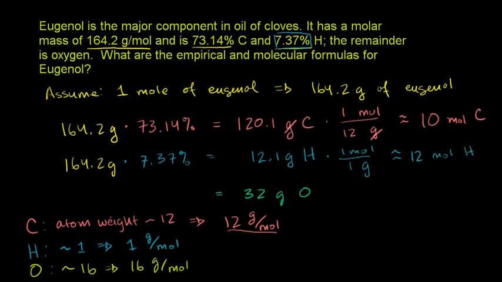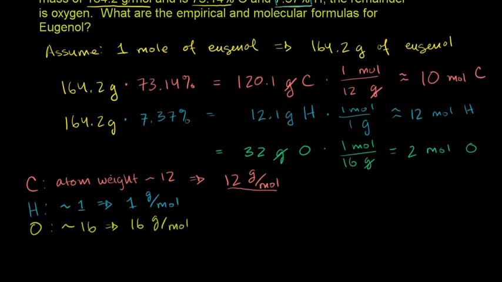And then finally, we have our oxygen, and we have 1 mole of oxygen for every 16 grams of oxygen. 32 divided by 16, the grams cancel out, of course, is 2. So this is equal to 2 moles of oxygen. So if we have 1 mole of eugenol, we have 10 moles of carbon, 12 moles of hydrogen, and 2 moles of oxygen.